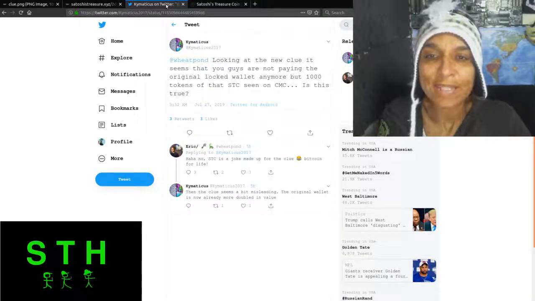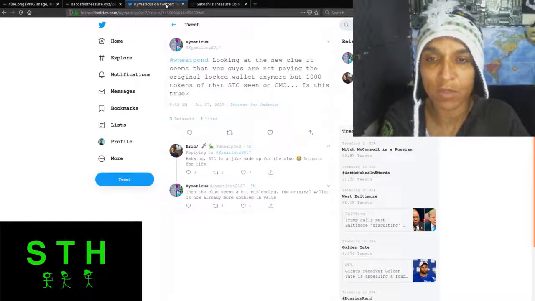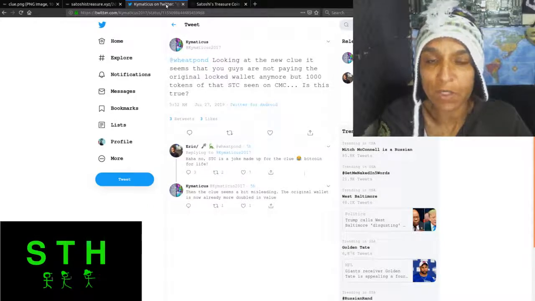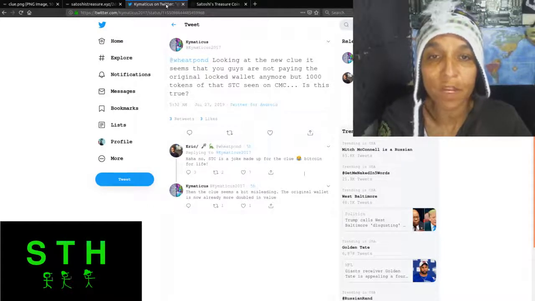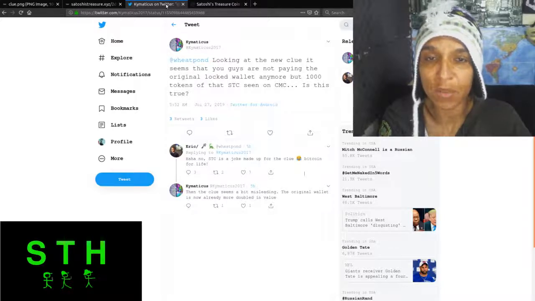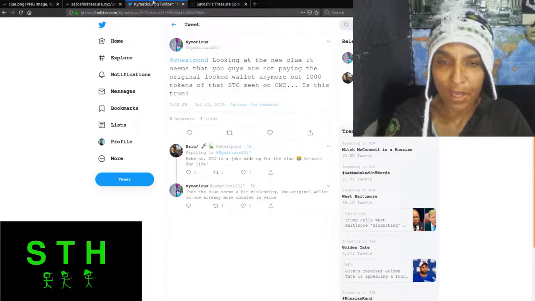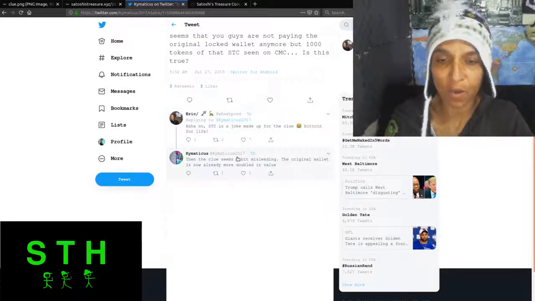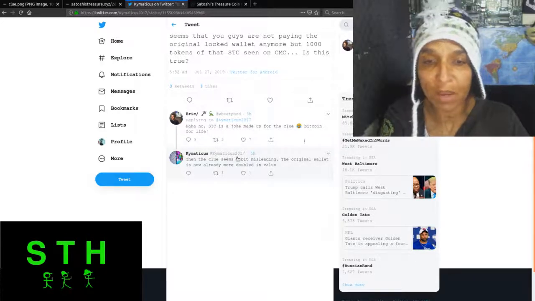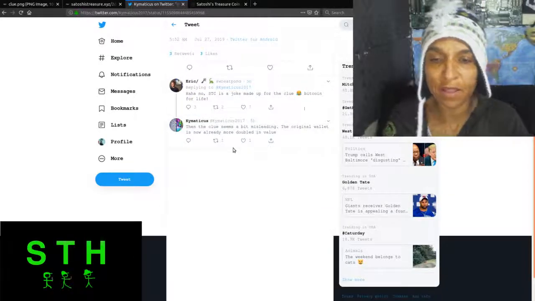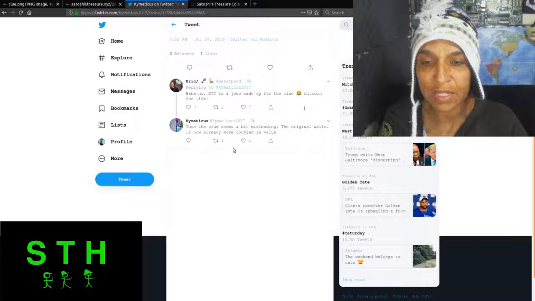So let's talk about the discussion that was going on about this clue. Kamaitis, who is part of the Steem Clan, tweeted to Eric Meltzer, one of the game makers, saying that looking at the new clue, it seems you guys are not paying the original lock wallet anymore, but 1,000 tokens of that STC seen on CMC. This is true, CMC is the abbreviation of CoinMarketCap. Eric responded, haha, no, the STC is a joke made up for the clue, Bitcoin for life. And Kamaitis responded that then the clue seems a bit misleading, as the original wallet is now already more than doubled in value.